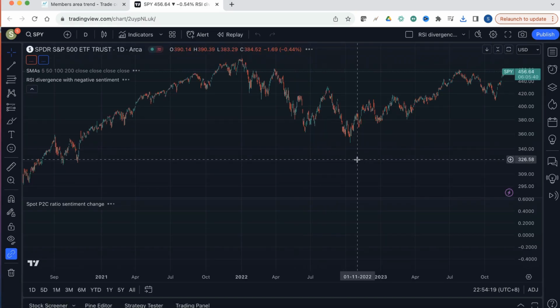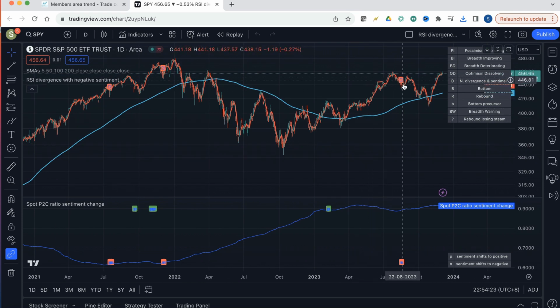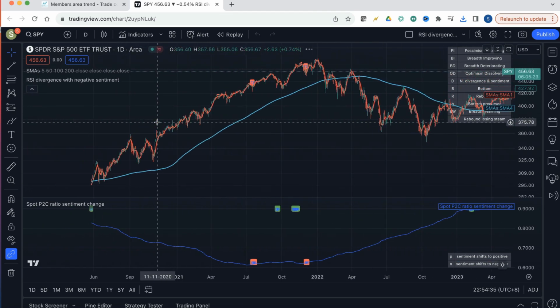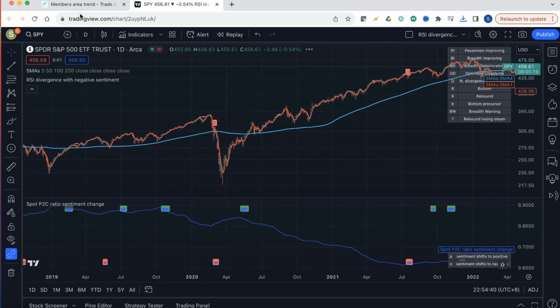The first one, RSI divergence and negative sentiment. Let's click on it. This indicator can find spots where the S&P 500 or SPY ETF have an RSI divergence with the index or ETF value, followed by a sentiment shift to the negative. Very often this occurs before a major market top, as we can see in Nov 2022, and also in March 2020, just before the market crashes began.